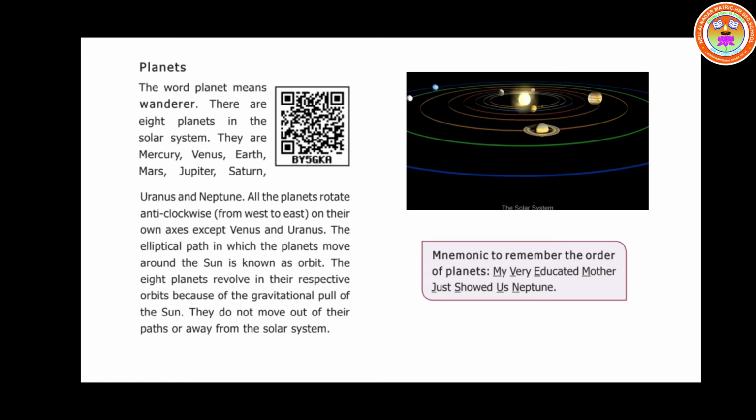Children, there is an easy way to remember this order of the planets. It is, my very educated mother just showed us Neptune. If you underline the first letter of these words, you will get the order of the planets. Is it clear?